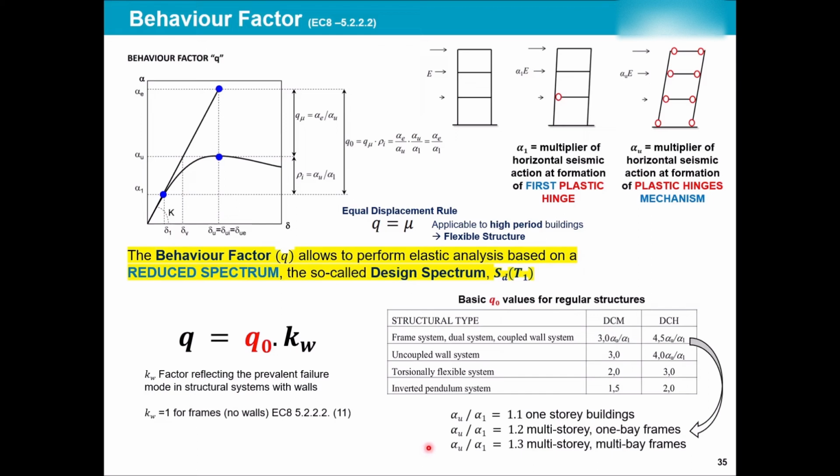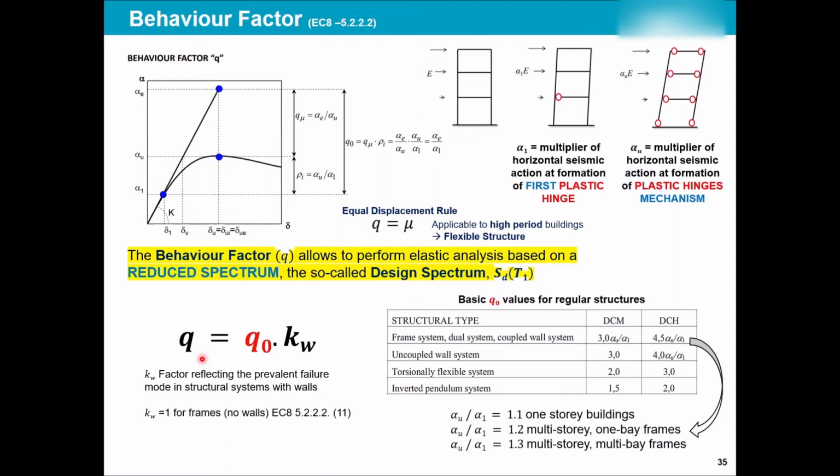The majority of our buildings are in 3D. We don't have any buildings which are in 2 dimensions. So alpha U over alpha 1 is usually 1.3. If you're designing for high ductility, you multiply that 1.3 by 4.5 and bring it back to this formulation, and then you multiply it based on the QW from this clause. Whatever the result is, that would be your behavior factor.